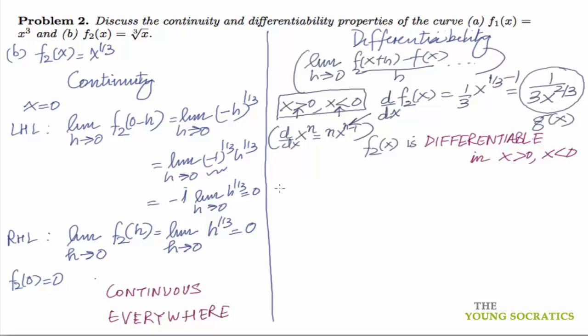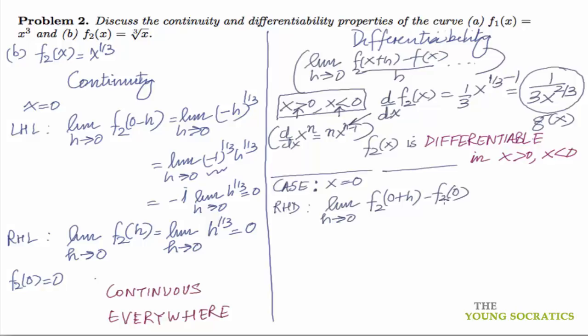Now we have to separately handle the case x equal to 0. Here we'll use the standard definition just to be very careful. So the right hand derivative is equal to the limit as h tends to 0 of (f2(0 plus h) minus f2(0)) by h, where f2(0) is 0, we already proved it. So this will be f2(h) by h, and f2(h) is h^(1/3) by h. This is 1 over h^(2/3), and this by the way tends to infinity.